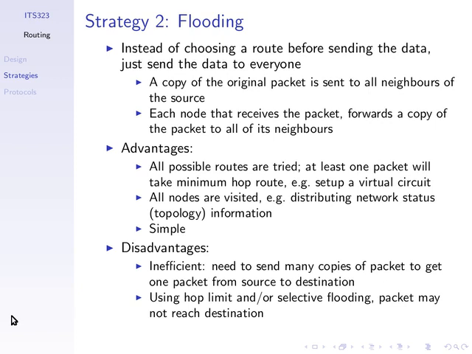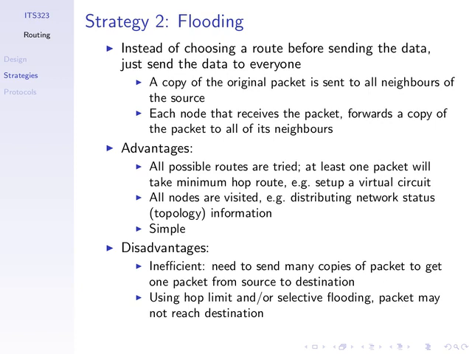But let's look at a completely different strategy first. Almost forget what we've said about routing tables. Let's look at strategy 2, which is called flooding. The problem with what we just went through is that we need to learn about the network. We need to do some calculations of least cost routes. That takes some time. We need to create the routing tables, store them in each node, and then use them. So there are some overheads in learning about the network and storing the information.